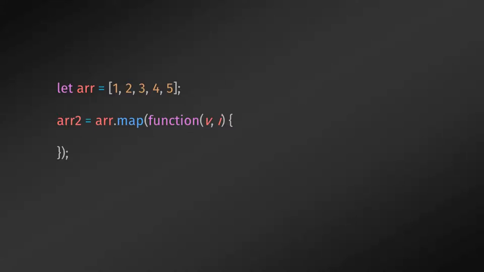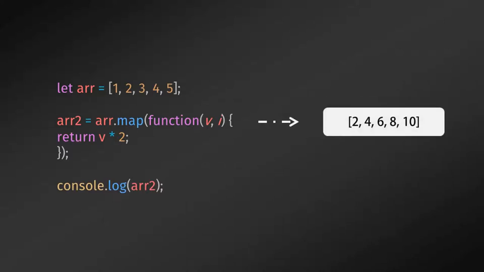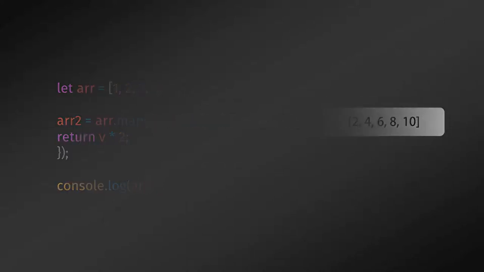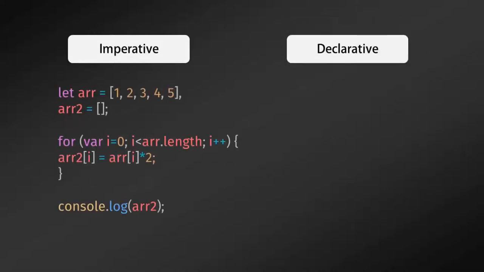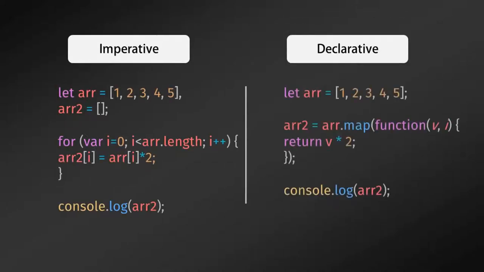So I will just use the map function here and specify a function as an argument, right? And multiply each array element by 2. When you execute this declarative statement, you will get the same outcome. The double array is the same as in the previous example. Now you tell me which code is easier to read and understand. In my humble opinion, the declarative style is more readable and easy to understand, right?